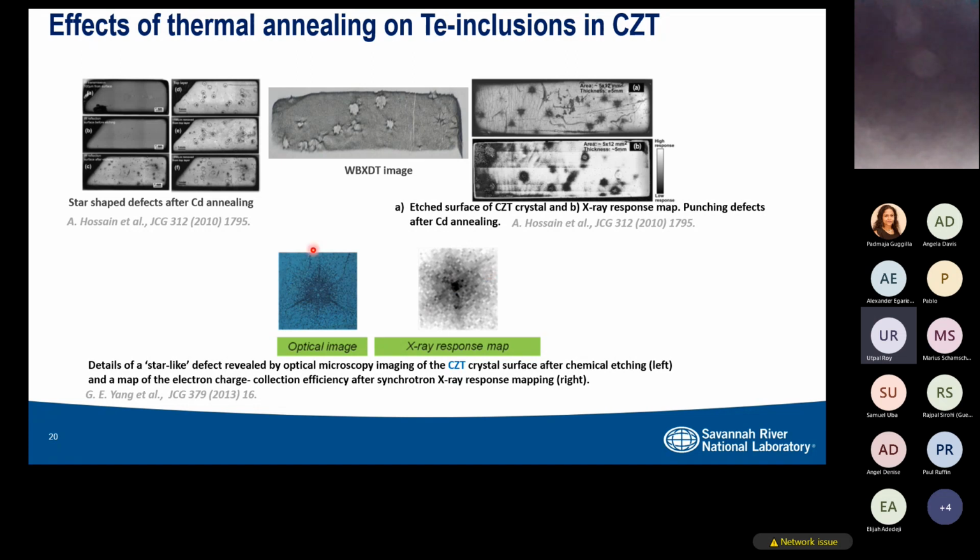So those defects, although they are clean or not visible in infrared imaging, are basically killing defects, hindering the charge transport in the material. So even though it looks clean after post-growth annealing, they create even larger defects. So on the first hand, if you can reduce the number of tellurium inclusions in the material, you are good.